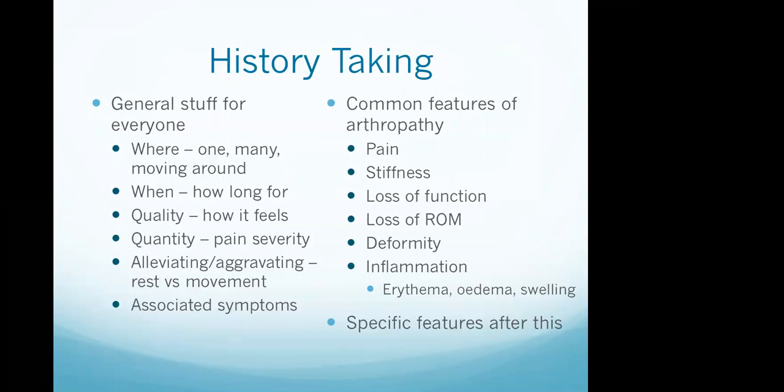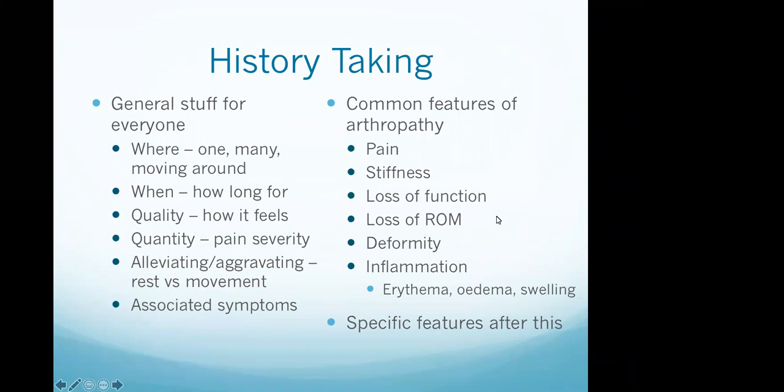So as far as history taking goes, lots of things apply to many conditions. For example, with pain, always where, when, quality, quantity, all your classic stuff. And then you can ask specific things for arthropathies. So other than pain, stiffness, and that can include things like duration, location, if it comes back when they stop, which is called the gelling phenomenon.